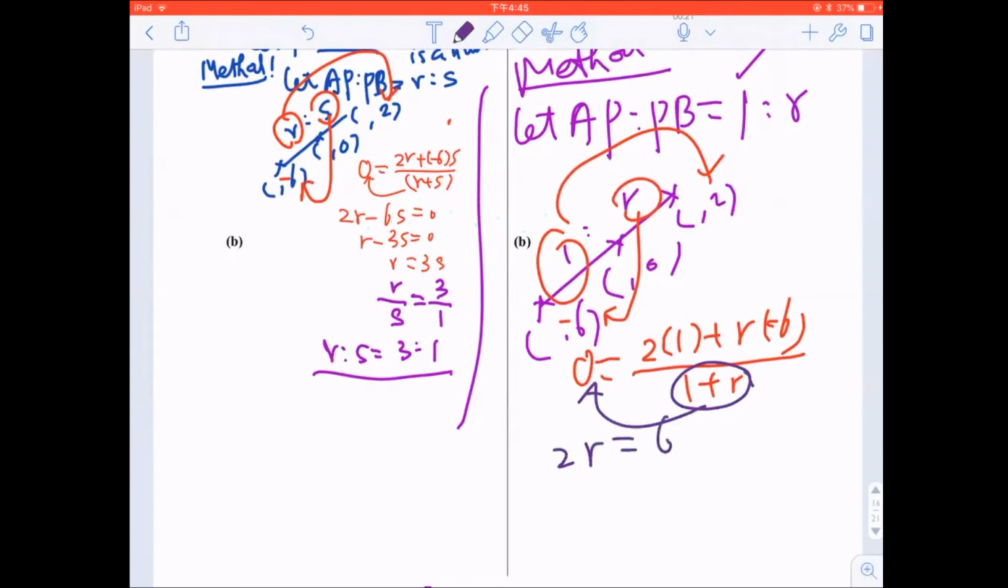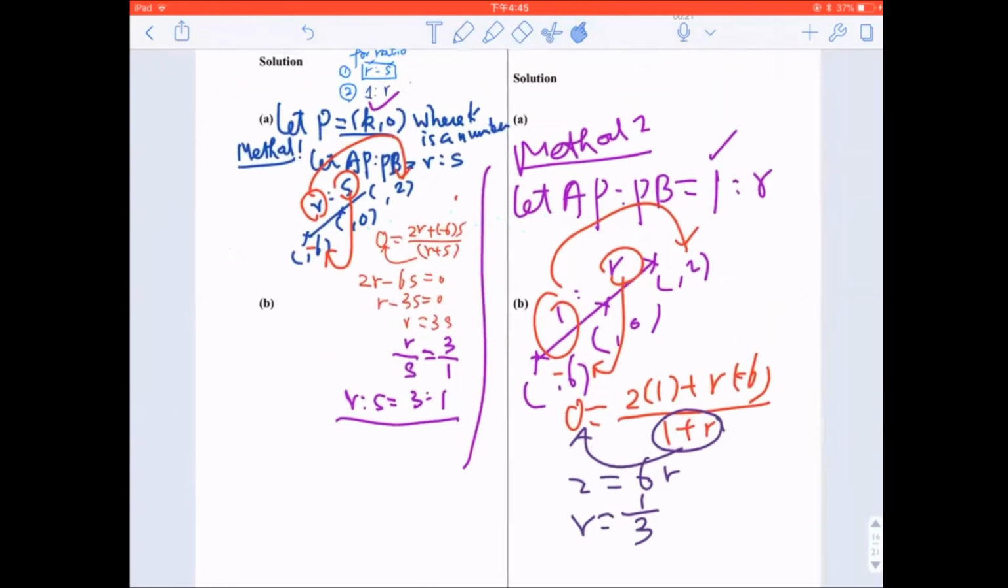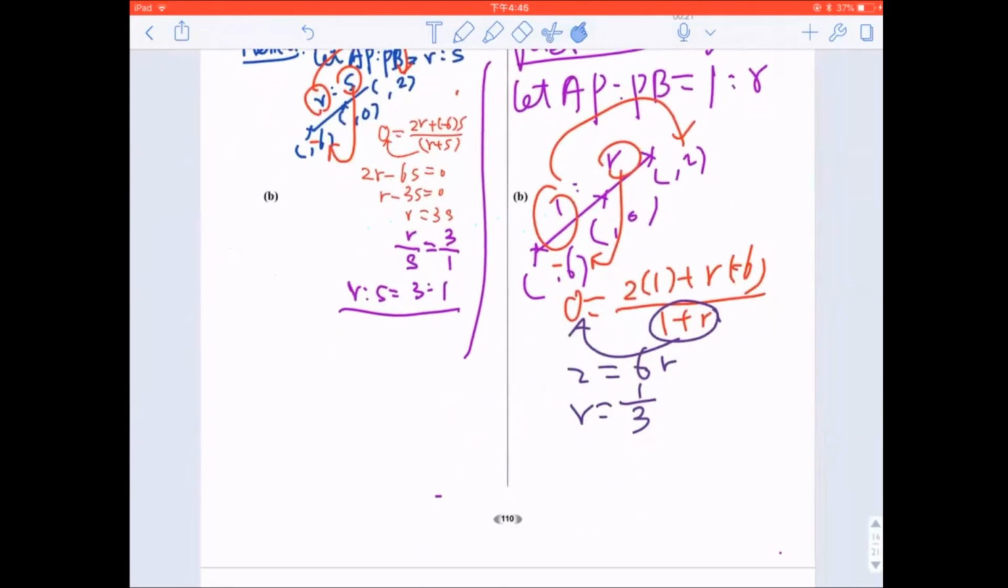So you can get 2 equals 6R. And so for R, you will get a fraction. It's very common that your answer will be a fraction. By the way, your final answer here will be that AP to BP is equal to 1 to 1 over 3.